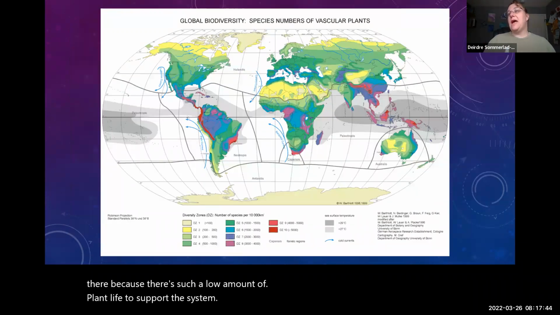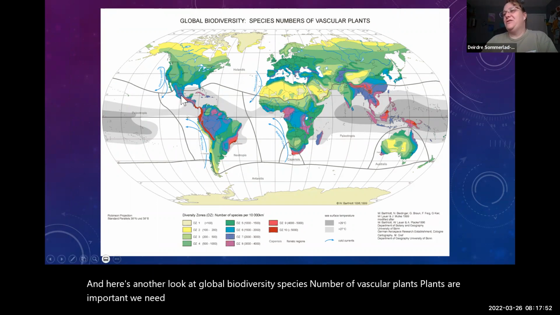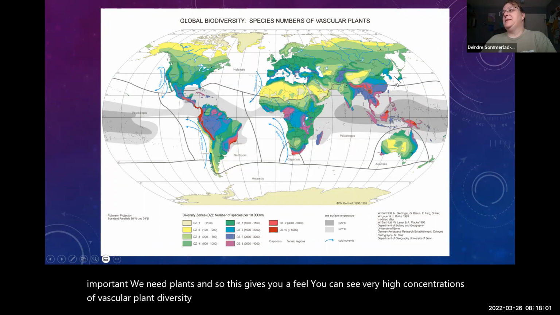And here's another look at global biodiversity, species number of vascular plants. Plants are important. We need plants. And so this gives you a feel. You can see very high concentrations of vascular plant diversity. Again, in the same places, we see a lot of diversity overall. And then when we get up into these top areas, we see very low.